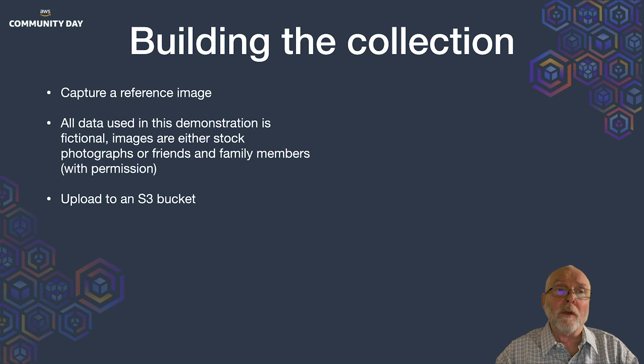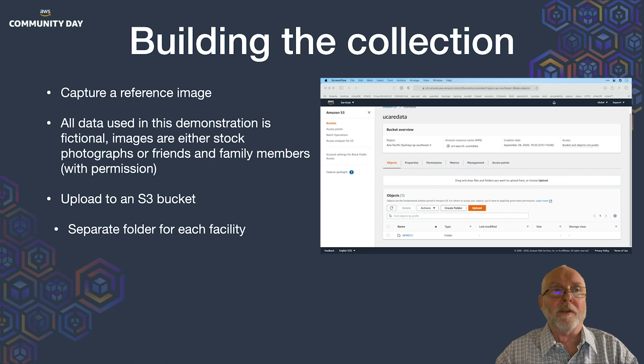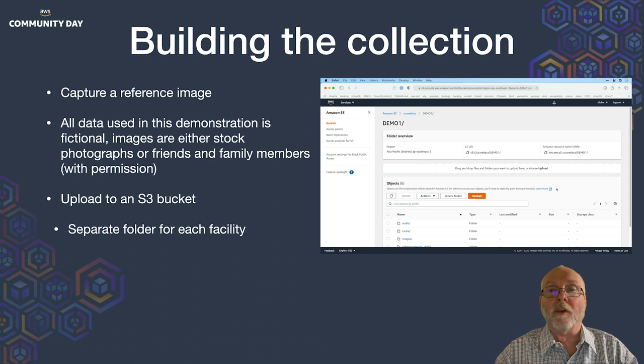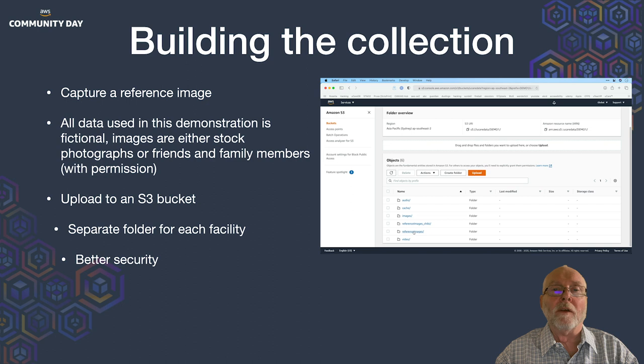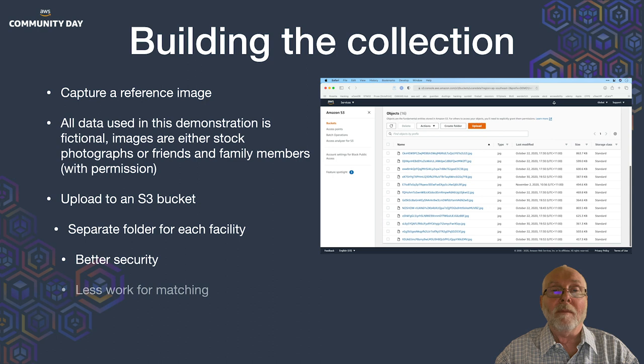We stored the reference images in S3. The folder structure we use has a separate folder for each facility, and that folder holds all the files for that facility. The reference images are stored in the reference image folder. I use this folder structure as it means that the files from different facilities are never mixed together, which provides better security. And because of the way Rekognition builds collections, it is very simple to ensure that a collection for a facility only contains images relevant to that facility.